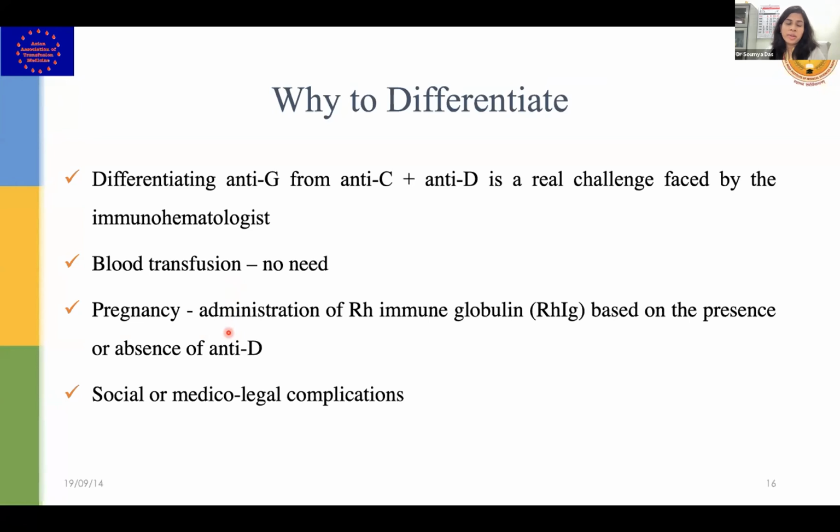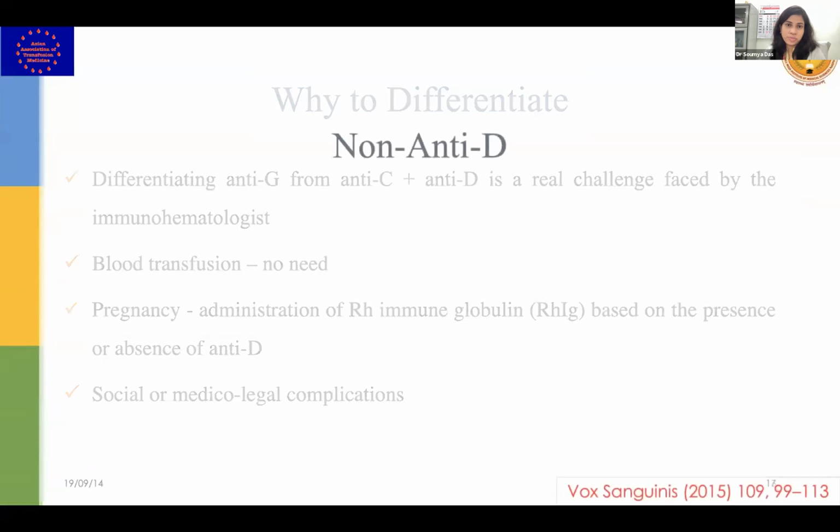And suppose a mother is alloimmunized with anti-G or anti-C and anti-G cases, then very safely we can prevent the anti-D immunization by providing the mother with Rh-Ig. And it also helps us in preventing the social and medico-legal complications.